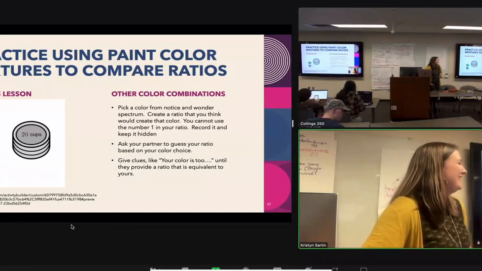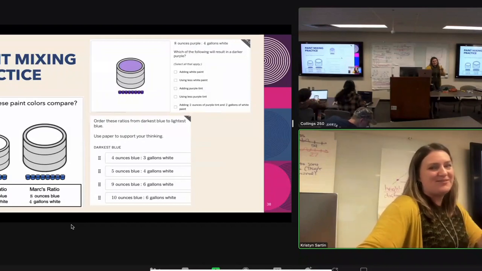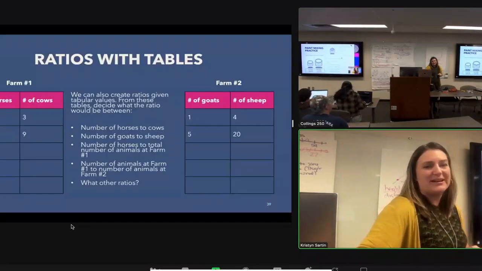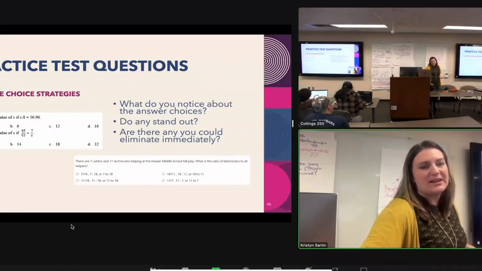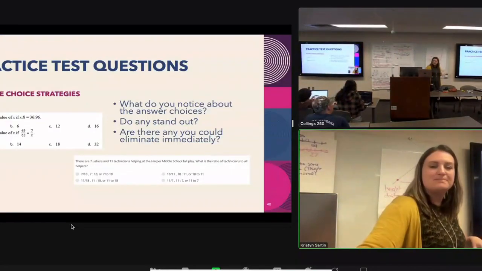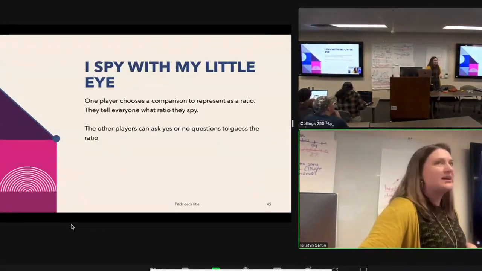I don't know what your next slide is. So I know there's just different variations of this, like what would that paint look like? And then we could provide a table and ask questions based on that. And here's some practice test questions. Well, that's phase 3 understanding. And then we have supporting tasks.